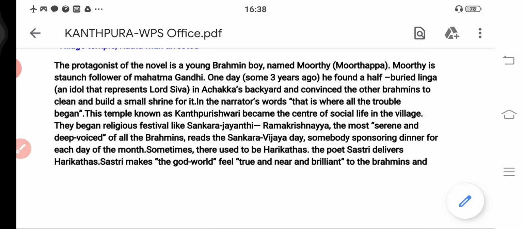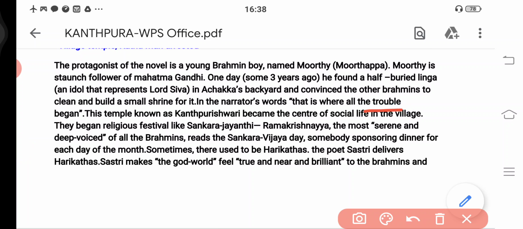So, the protagonist found a linga in the backyard of Achakka and convinced the other Brahmins to clean and build a small shrine for it. So, he convinced other villagers to make a temple for it. In the narrator's words, that is where all the trouble began. So, Achakka also tells us beforehand that some trouble is going to be built around this finding of the linga, that is Lord Shiva.